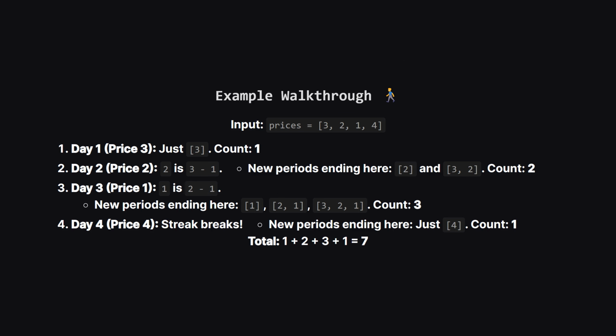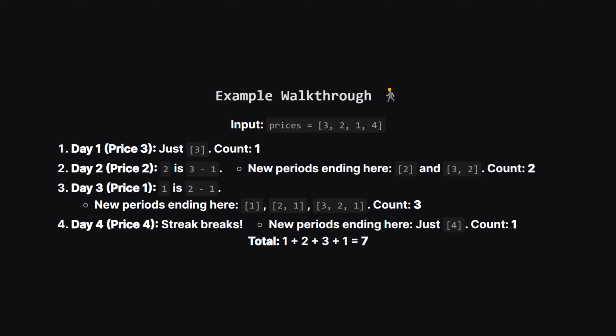Let's walk through an example to see the pattern. Suppose our prices are 3, 2, 1, 4. We iterate day by day. On the first day, with price 3, the only period ending there is the day itself. So that's 1. On the next day, the price is 2. Since 2 is 1 less than 3, we have a smooth descent. This means we have the single day period 2, and we can extend the previous period to form 3, 2. That's 2 periods ending on this day.